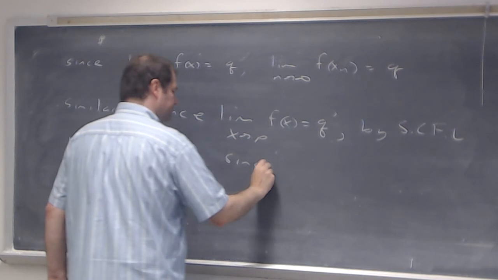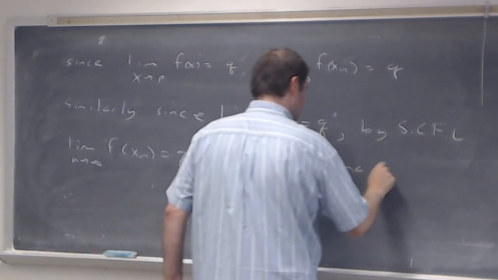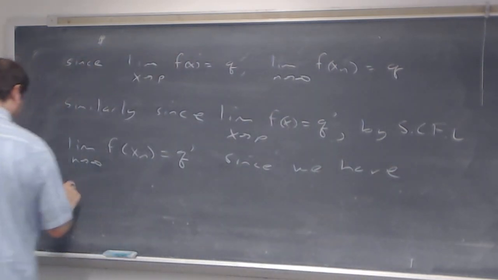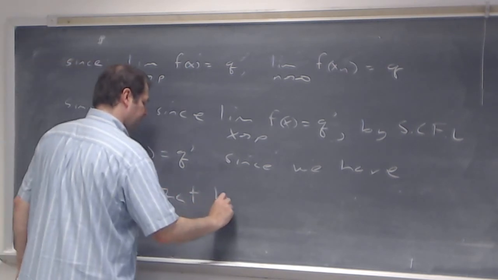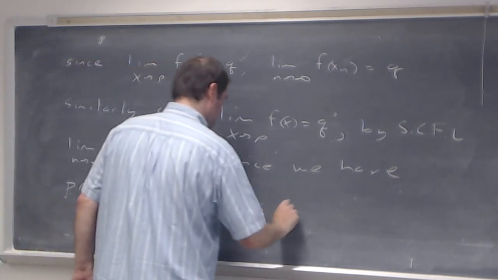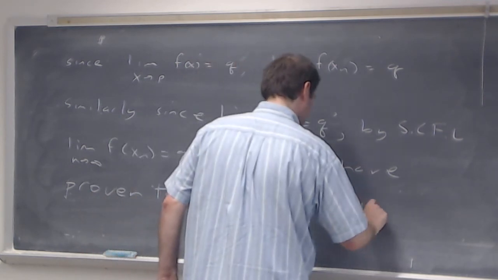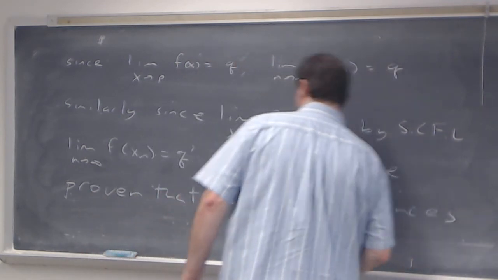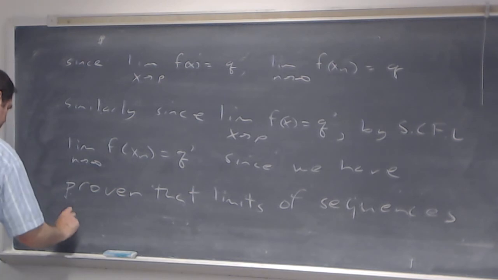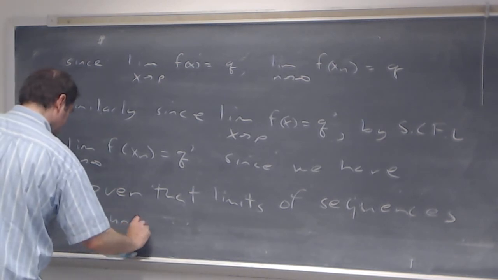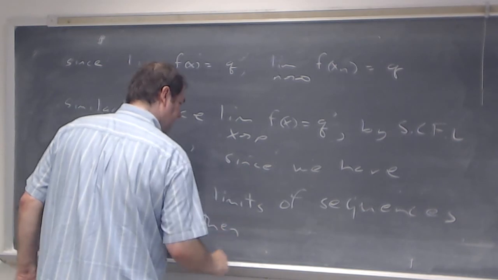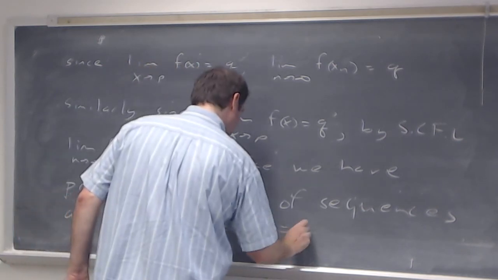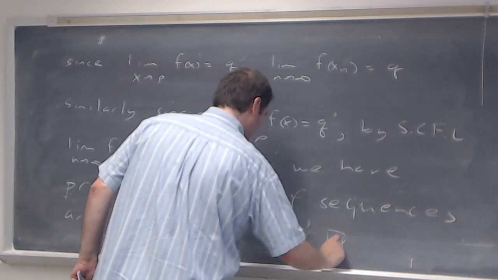Since we've proven that limits of sequences are unique, that says that q must be equal to q prime. And that's the proof.